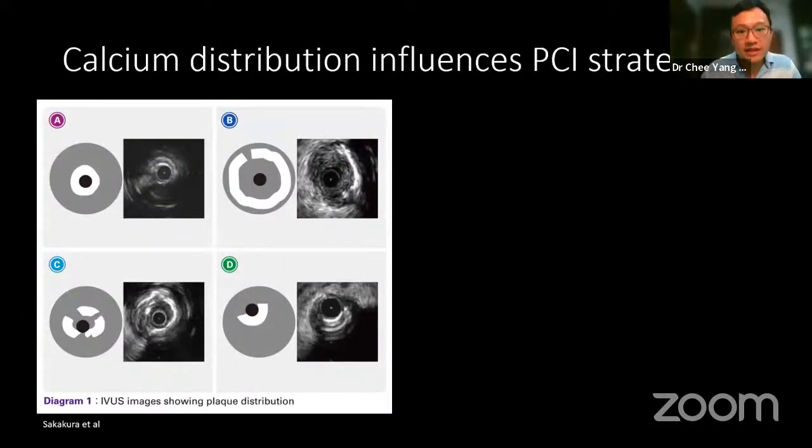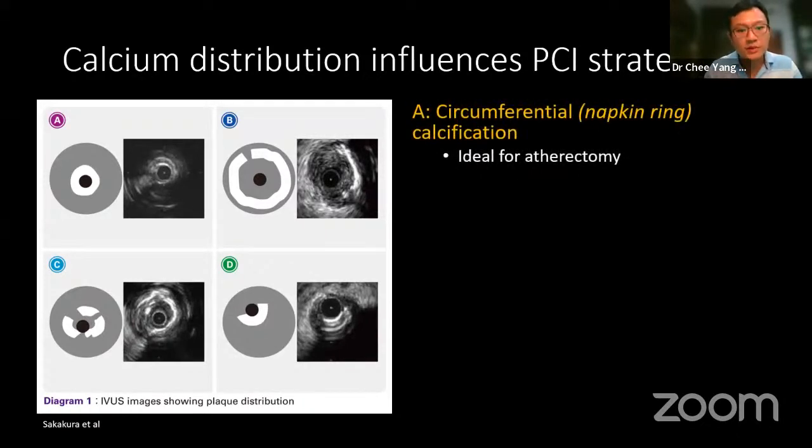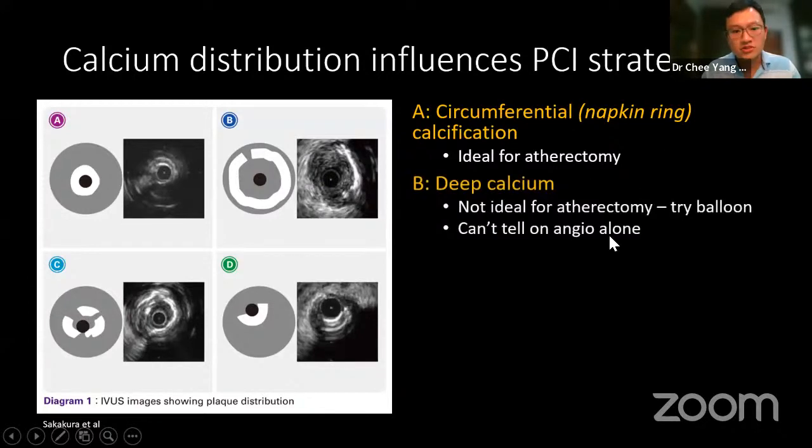Now, is knowing where the calcium is really important? Yes, and as described by Dr. Kenichi Sakakura, who is one of the most published authors in rotational atherectomy, these are some of the ways in which IVUS may influence how you approach atherectomy in particular. So if you have a circumferential or a napkin ring kind of calcification, then these are lesions that would be ideal for atherectomy, because your burr is more likely to be able to affect the calcium.